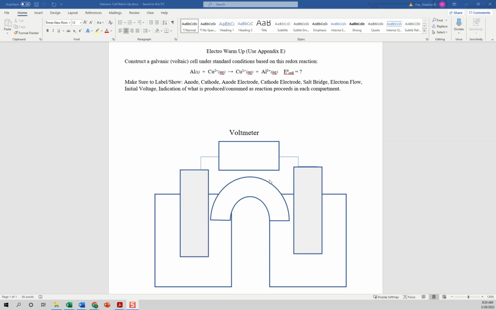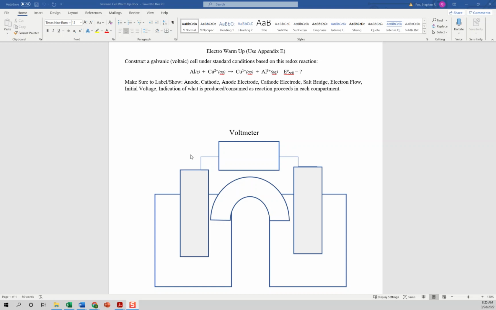So here's kind of our setup, our blank setup. So this would be our salt bridge. We got our two beakers, and then over here we got one electrode. Over here we got another electrode. Here's our voltmeter, okay? And we want to make a voltaic cell based on this redox reaction.